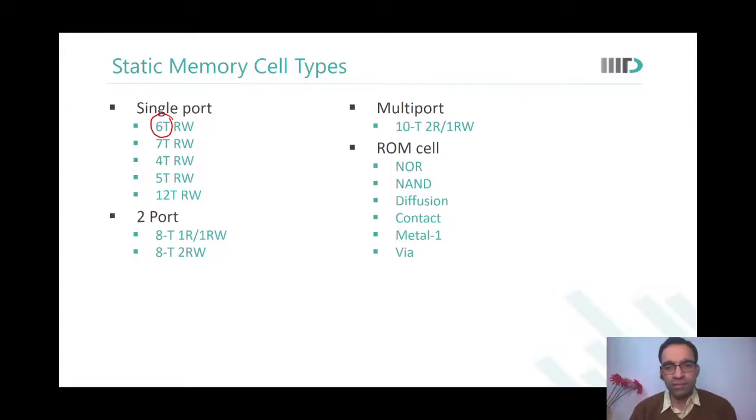What would be faster? Diffusion or via1? via1. So the higher up the layer that you use for programming a ROM, the more it is preferred. Clear?